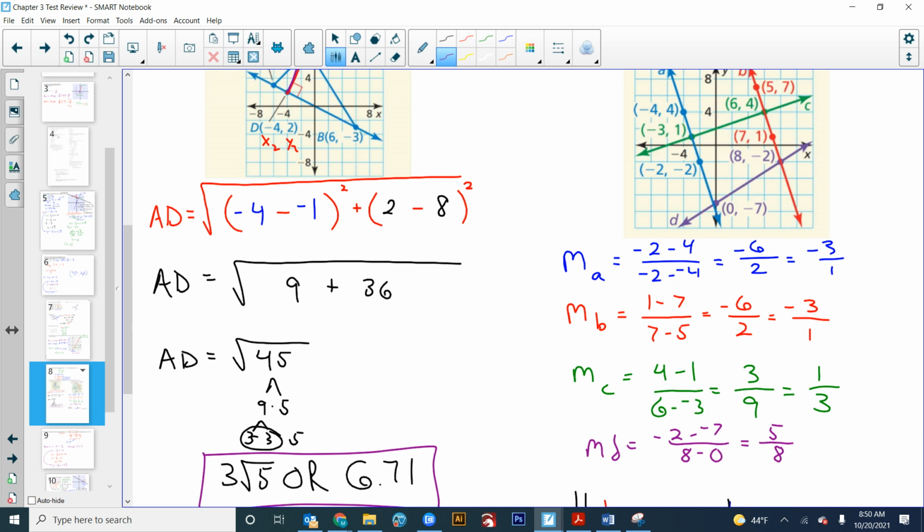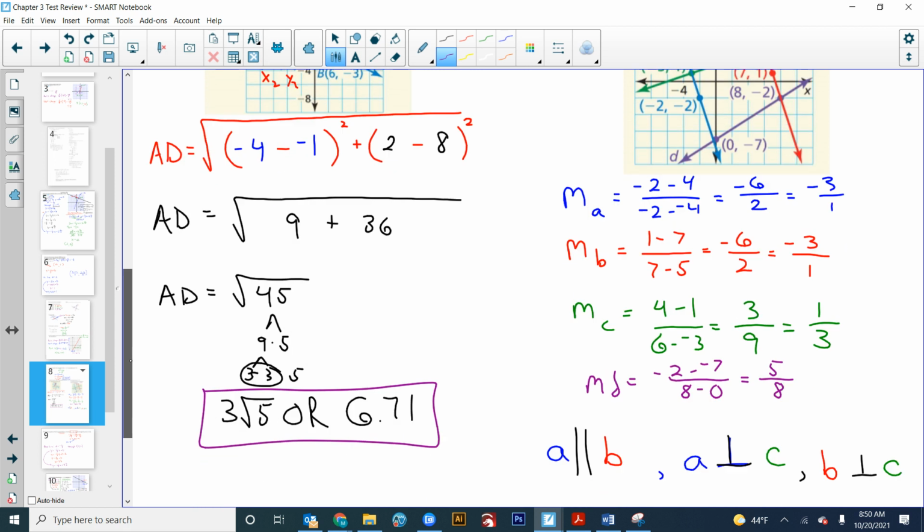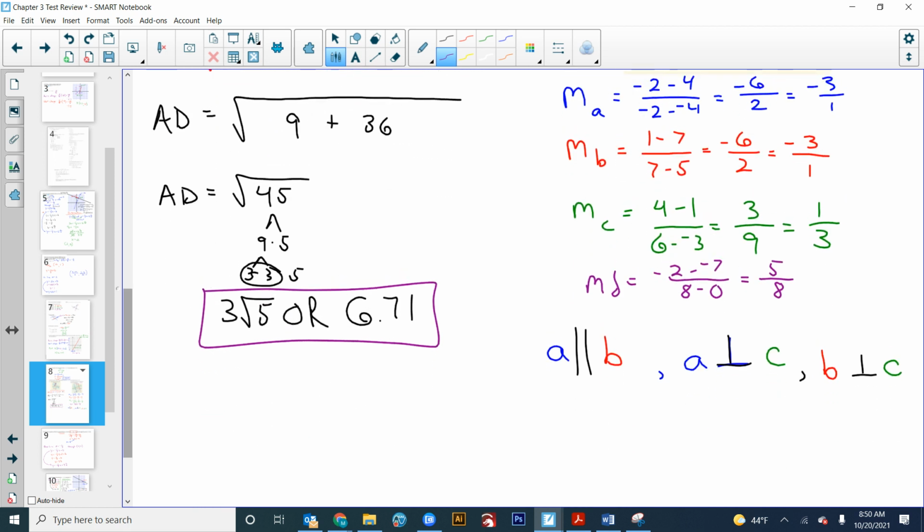Is positive 1/3 the opposite reciprocal of negative 3? So yeah, C is perpendicular to B, and C is perpendicular to A, isn't it? And D was the weirdo, 5/8. Poor guy. All right, so I had A as parallel to B, I had A as perpendicular to C, and I had B as perpendicular to C.